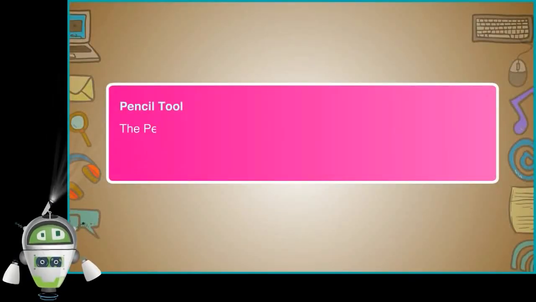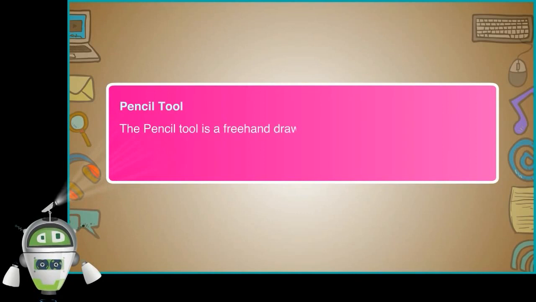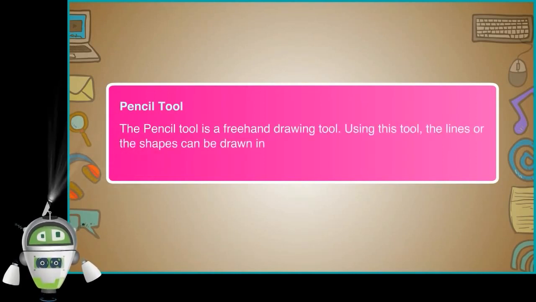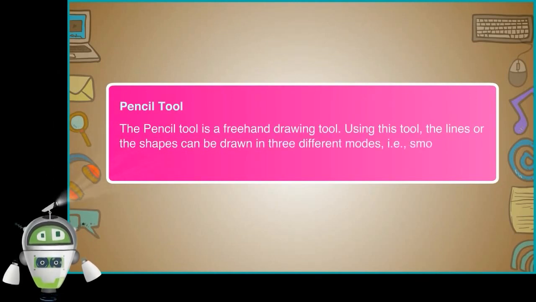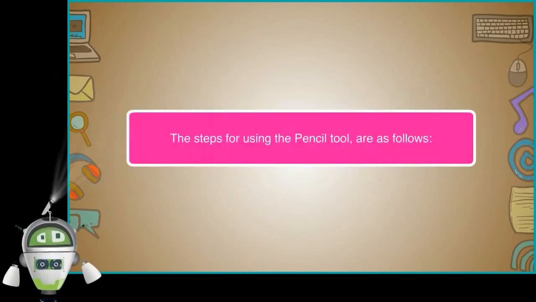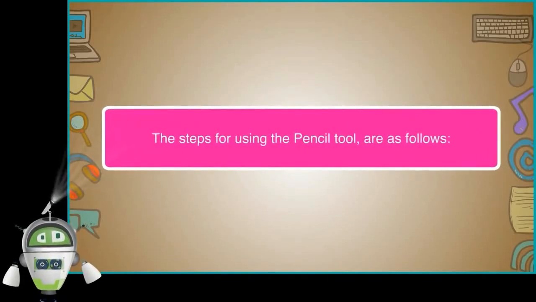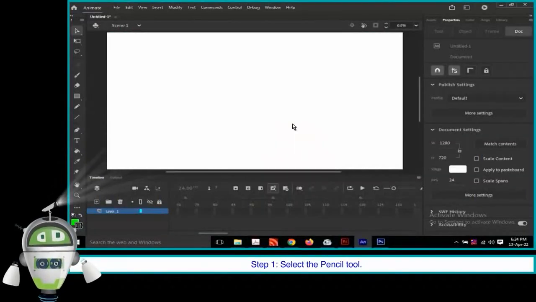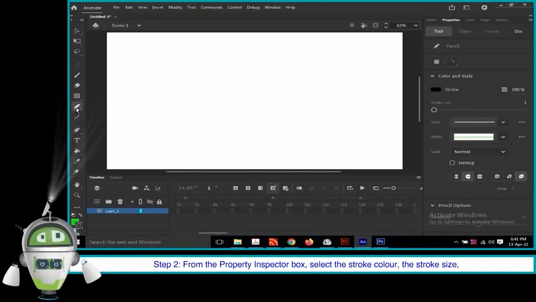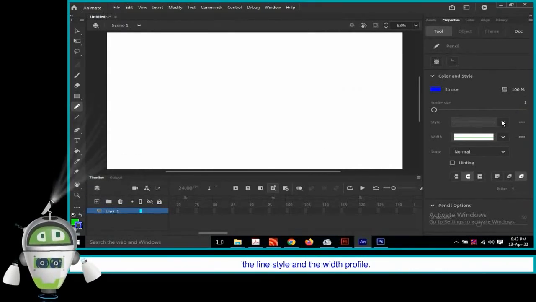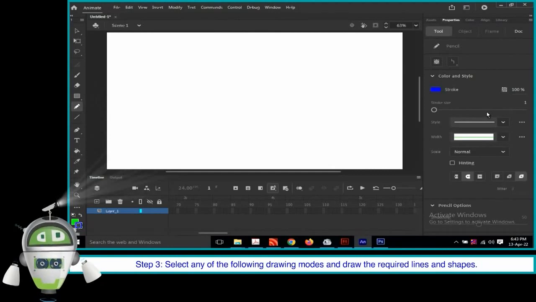Pencil tool. The pencil tool is a freehand drawing tool. Using this tool, the lines or the shapes can be drawn in 3 different modes, that is smooth, ink and straighten. The steps for using the pencil tool are as follows. Step 1. Select the pencil tool. Step 2. From the Property Inspector box, select the stroke color, the stroke size, the line style and the width profile. Step 3. Select any of the following drawing modes and draw their required lines and shapes.